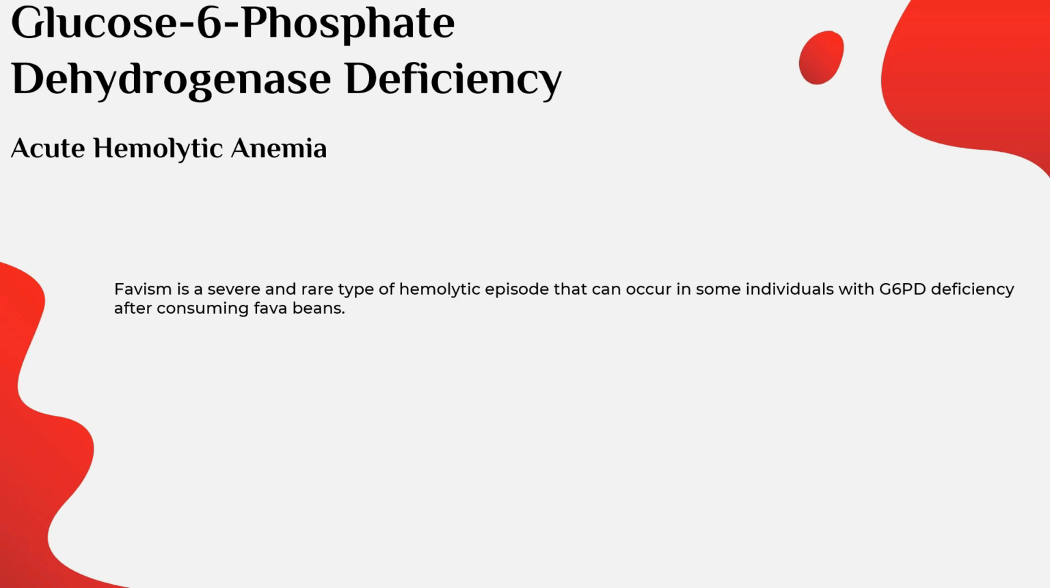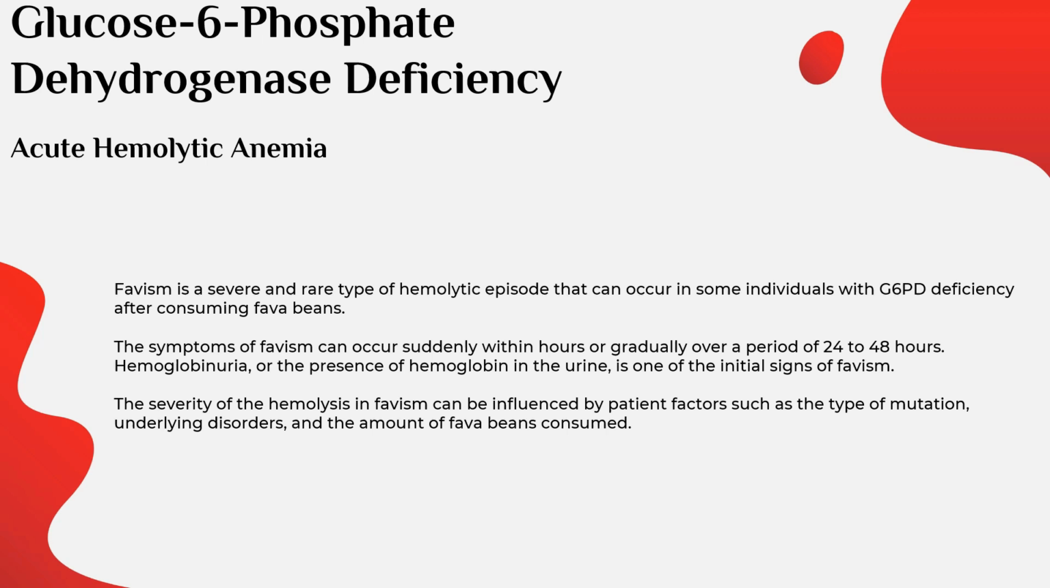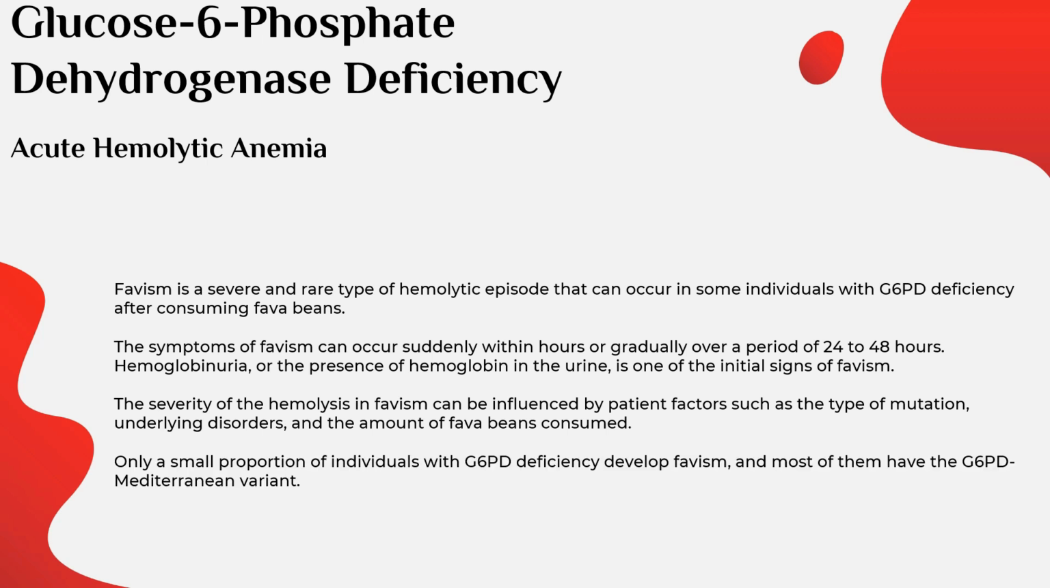Favism is a severe and rare type of hemolytic episode that can occur in some individuals with G6PD deficiency after consuming fava beans. The symptoms of favism can occur suddenly within hours or gradually over a period of 24 to 48 hours. Hemoglobinuria, or the presence of hemoglobin in the urine, is one of the initial signs of favism. The severity of the hemolysis in favism can be influenced by patient factors such as the type of mutation, underlying disorders, and the amount of fava beans consumed. Only a small proportion of individuals with G6PD deficiency develop favism, and most of them have the G6PD Mediterranean variant.